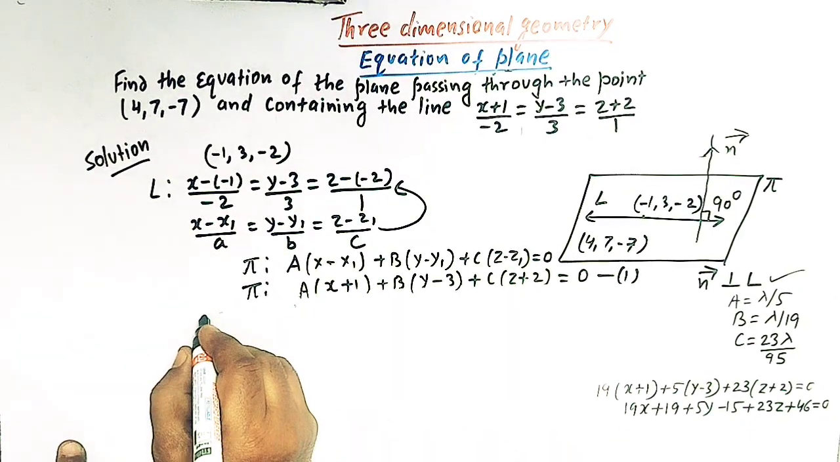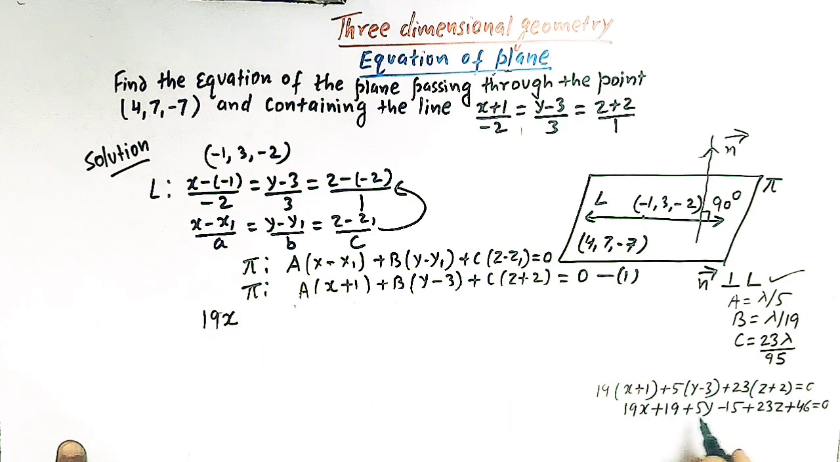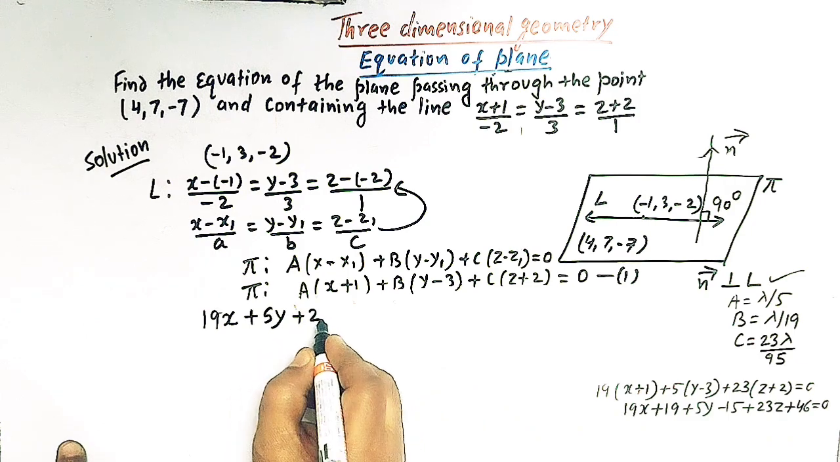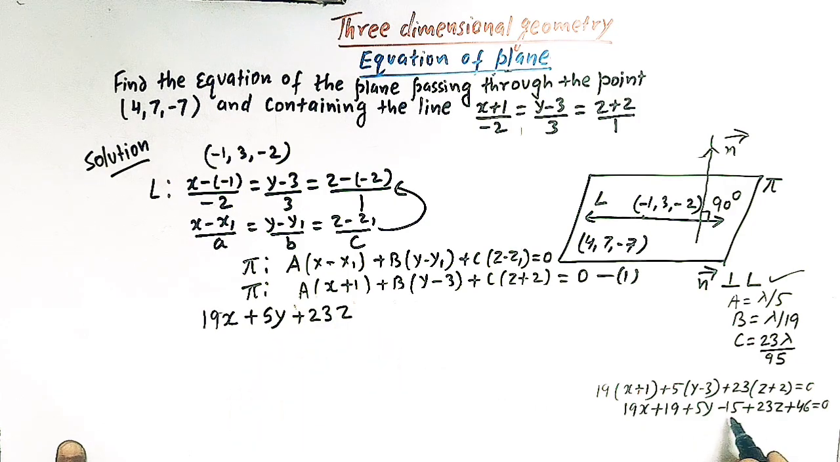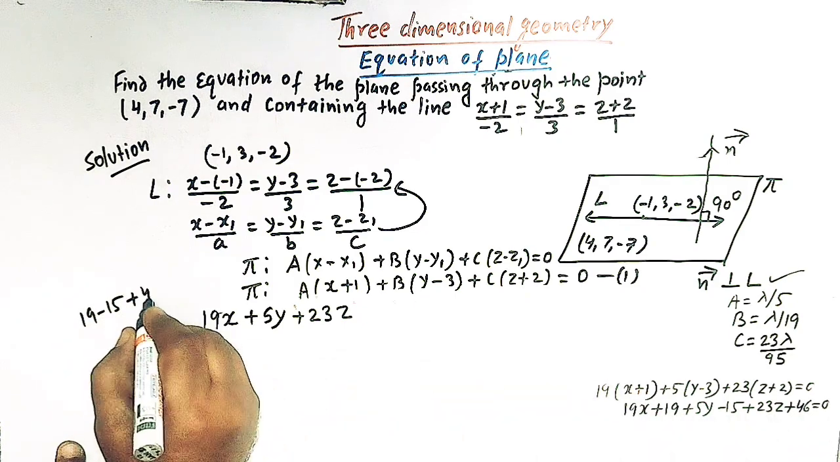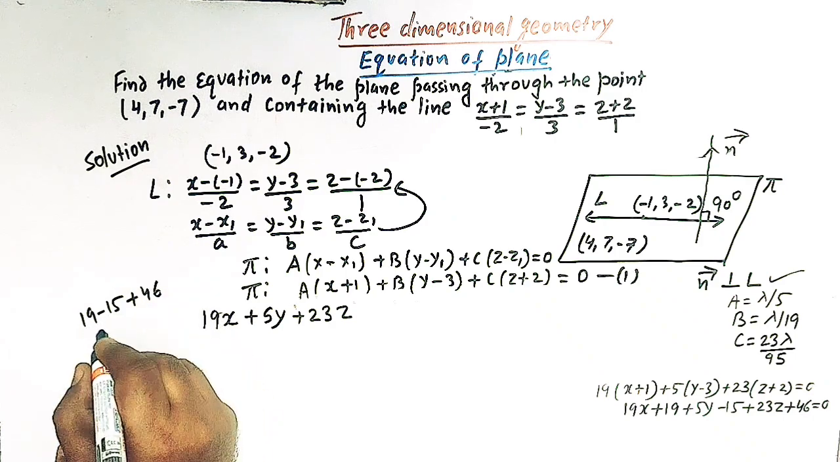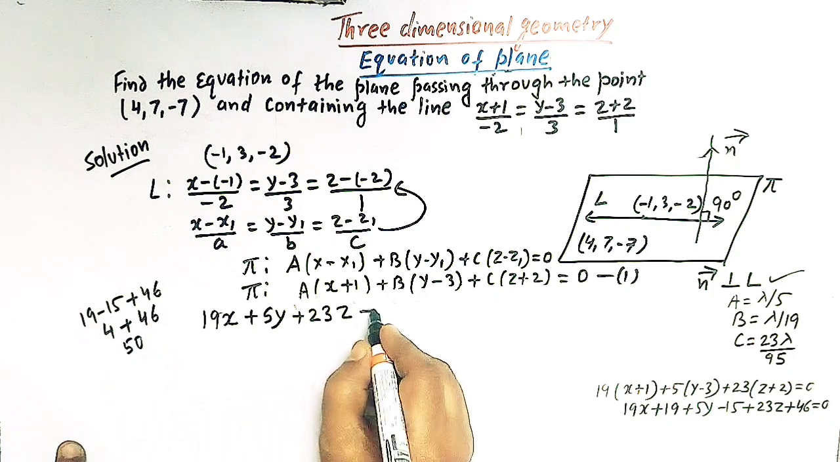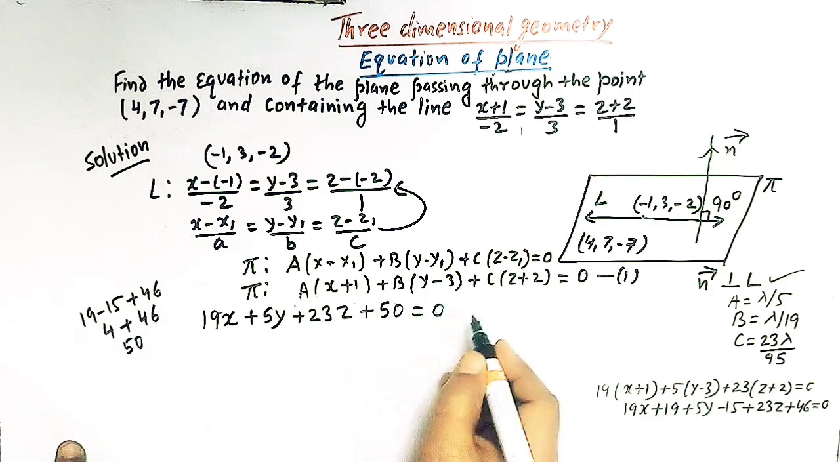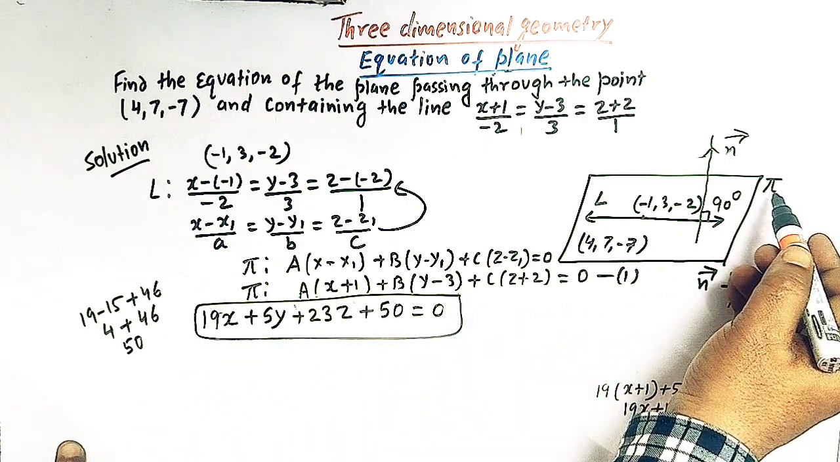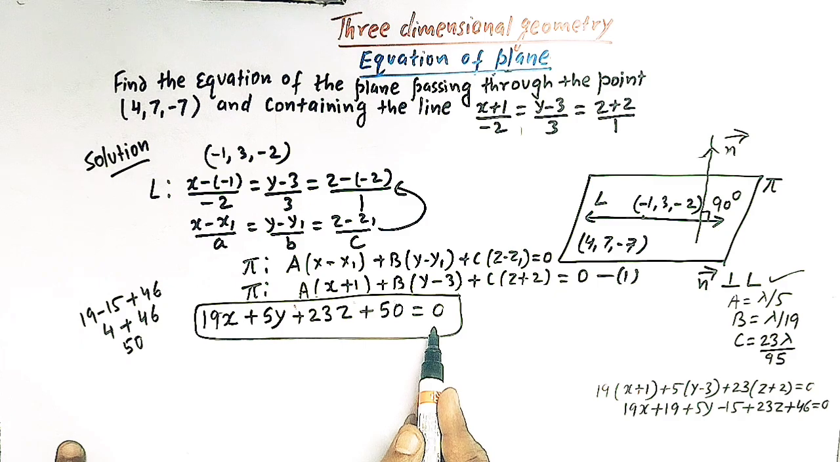So now we have here 19x, then we have plus 5y, and here we have 23z, and here we have 19 minus 15, and here we have plus 46. So 19 minus 15 is 4, and 4 plus 46 is 50. So here we have 50, and this is equal to 0. So this is the required equation of this plane pi in Cartesian form, right?